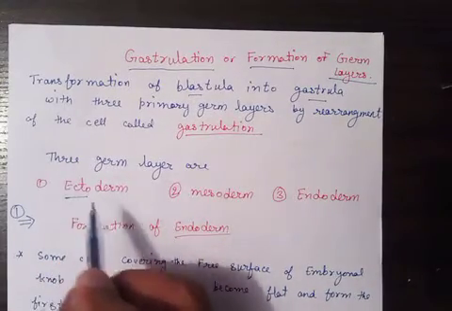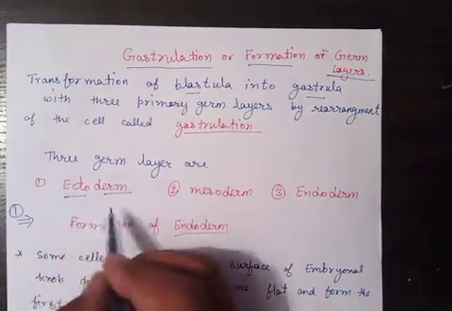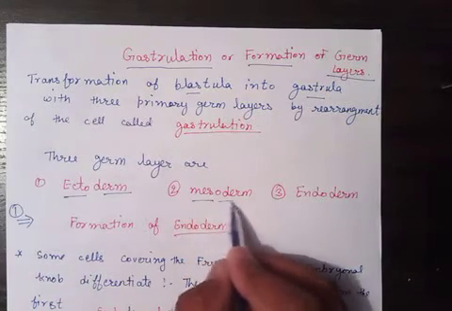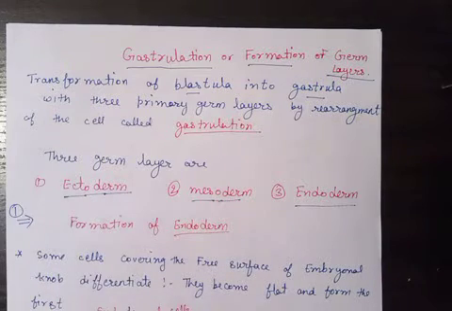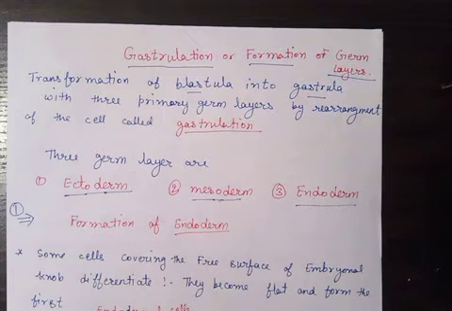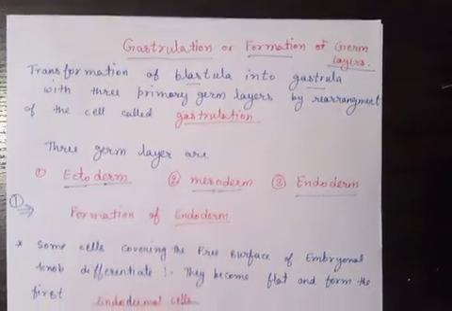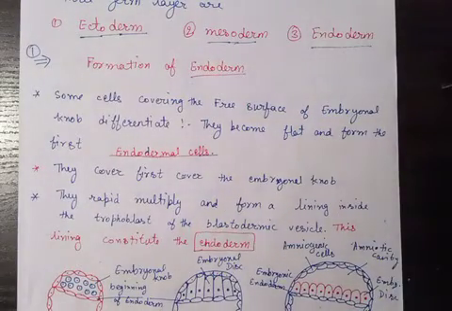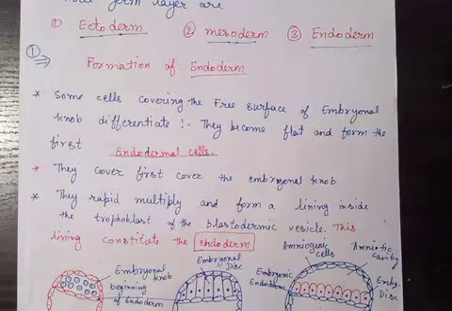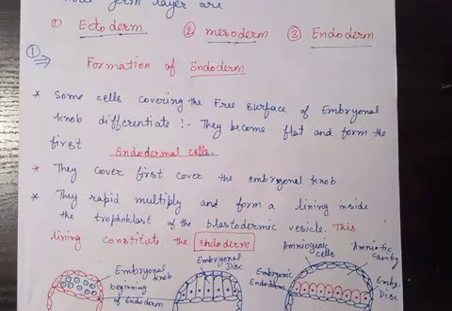We know the body has three germ layers. One is ectoderm. Ecto means outer, derm means layer. Then mesoderm and endoderm. In this lecture, we will discuss how an embryo develops these three layers from the blastula. First, we discuss the formation of the endoderm, the innermost layer.